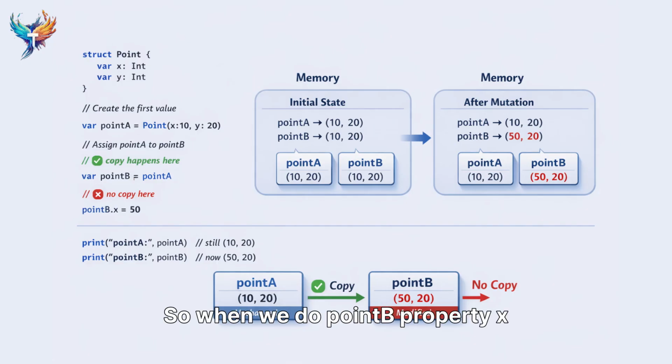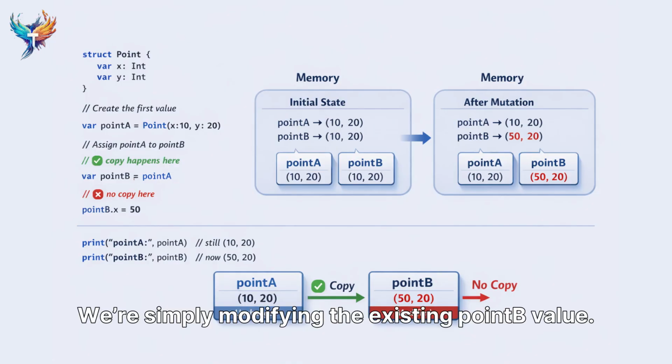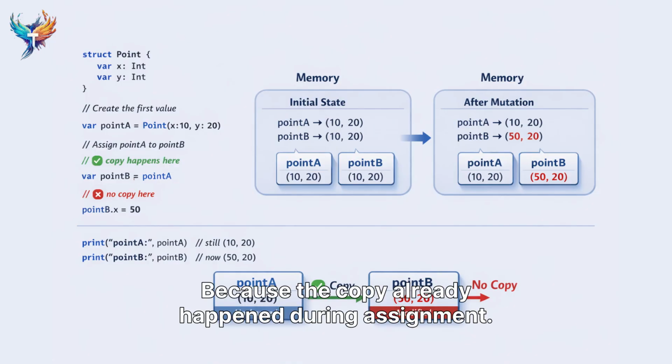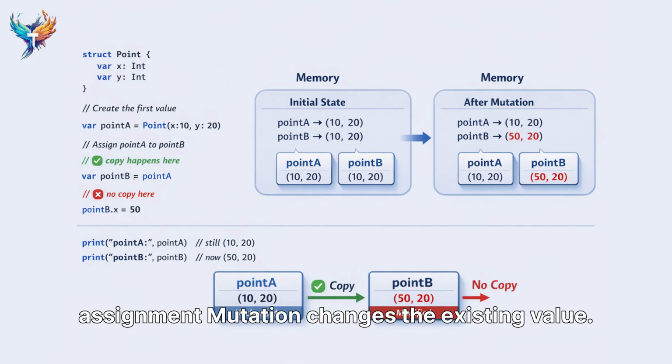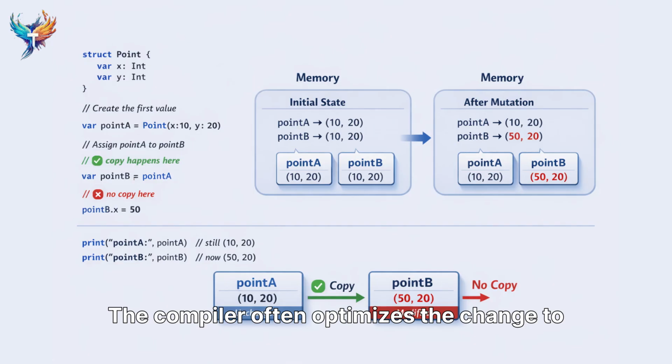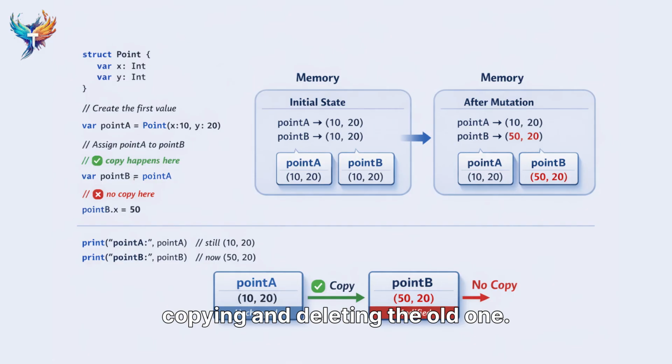So when we do point B property x equals 50, we're not creating another copy. We're simply modifying the existing point B value. Why? Because the copy already happened during assignment. Point B already owns its own data, so Swift can safely mutate it in place. That's the key idea. Copy happens on assignment. Mutation changes the existing value. The compiler often optimizes the change to happen in place in memory, rather than literally copying and deleting the old one. No shared state, no side effects, just predictable behavior. That's the power of value semantics.